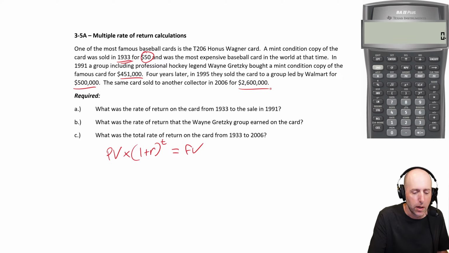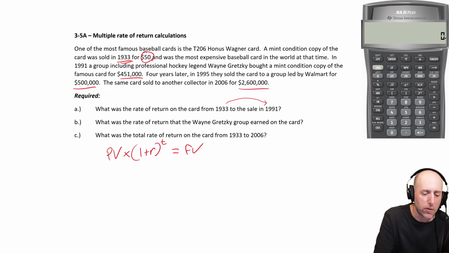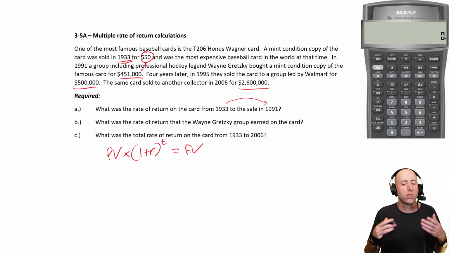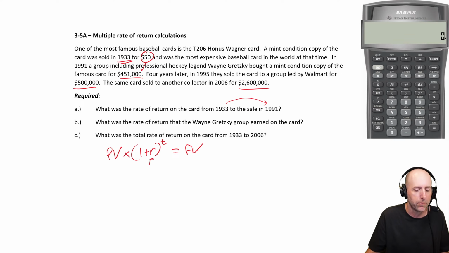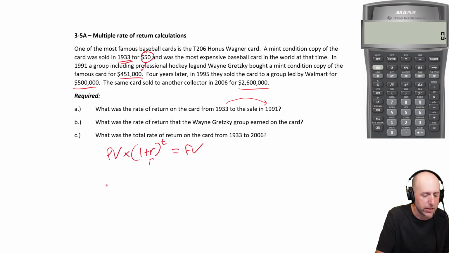So the question says, what was the rate of return on the card from 1933 to 1991? If you bought the card for $50 in 1933 and then sold it to Gretzky in 1991 for $451,000, what was your return? So we're solving for R. Okay, let's punch in what we have. Today is 1933. We buy the card for $50 times 1 plus R raised to the power of T.